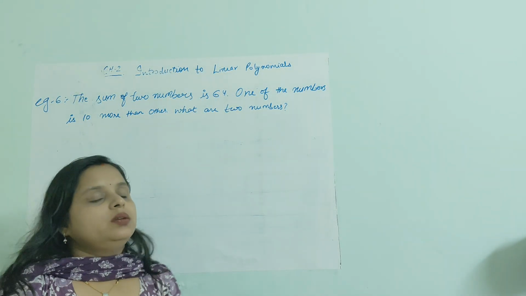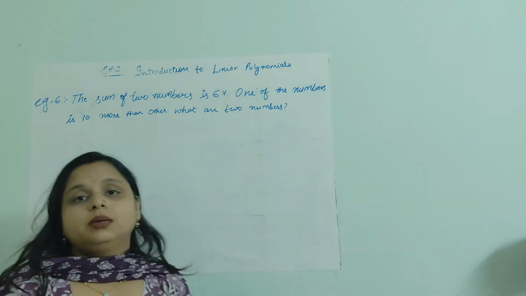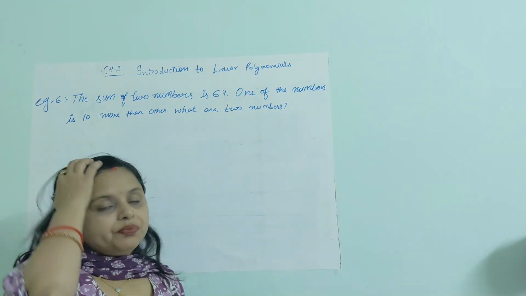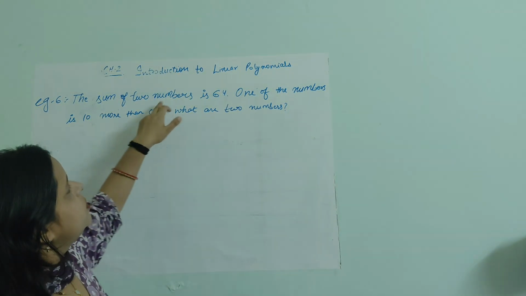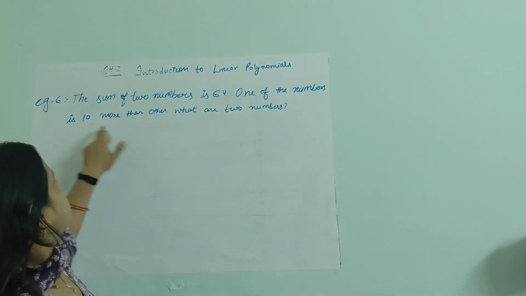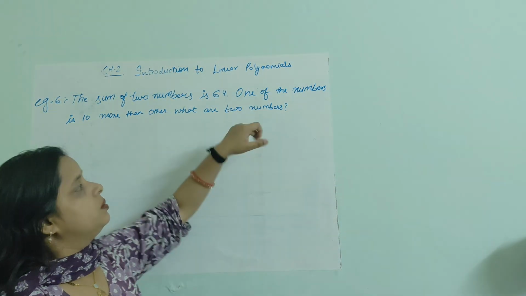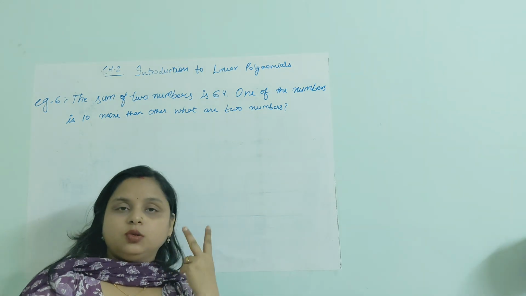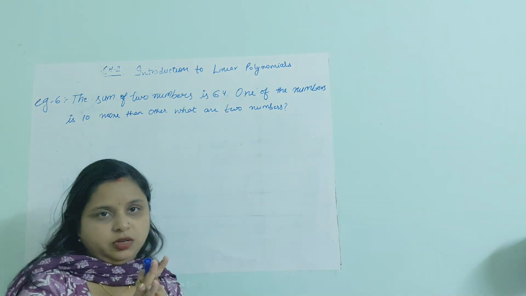Welcome students. So today we will see one more example, example number 6 from NCERT. What it is saying: the sum of two numbers is 64. One of the numbers is 10 more than the other. What are the two numbers? So there are two numbers whose sum is 64.